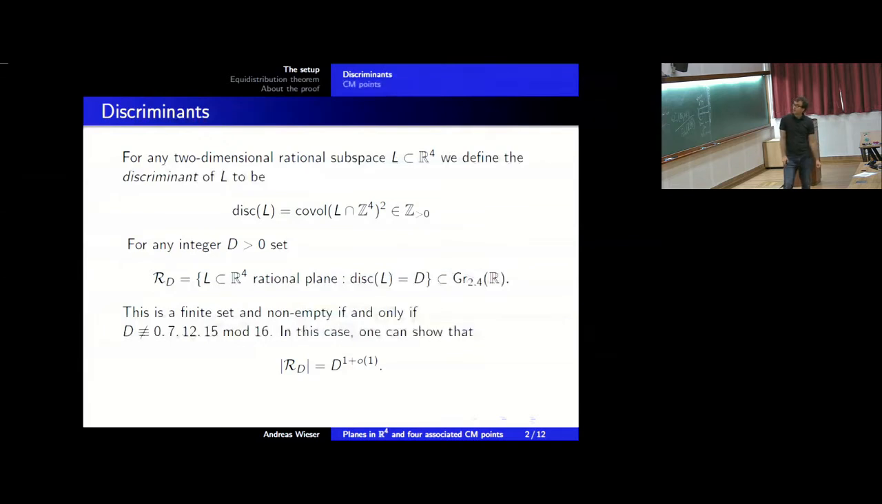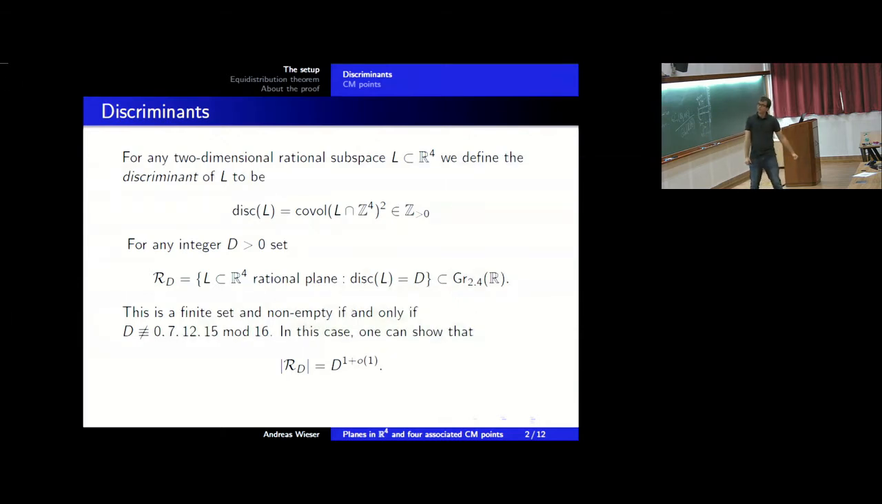So I promised something more precise. For any two-dimensional subspace, I will sometimes call this a plane, so be warned. We define the discriminant of the subspace like this. It's the co-volume of the lattice in the subspace, squared. Another way to see this is that it's the discriminant of the binary form you get when you take the quadratic form sum of 4 squares and restrict it to the lattice. That's also why it's an integer, for instance.